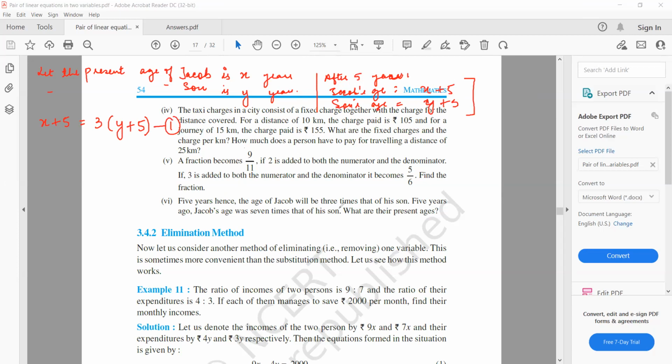Okay, next. 5 years ago. So 5 years ago, what happened to their ages? Jacob's age, how much? Present is X, so X minus 5. Similarly, son's age will be Y minus 5, right? Now formulate the equation. Jacob's age was 7 times that of his son. So X minus 5 was 7 times the son's age, Y minus 5. Clear? This is your equation number 2.